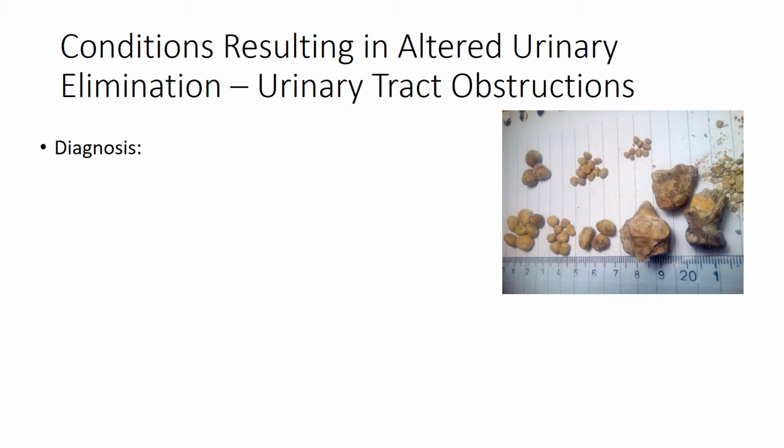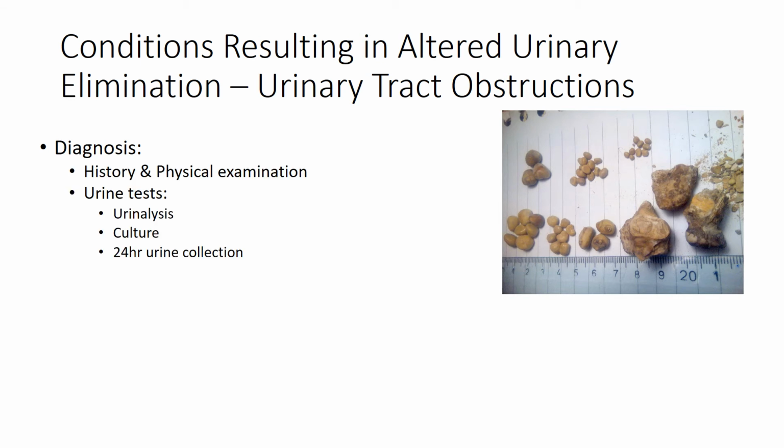How are we going to diagnose this? Well, first of all, we're going to do a history and physical examination like we always do. Okay. Then you're going to run some urine tests. So you're going to run a urinalysis to look for components in the urine, like white blood cells or bacteria. Okay. You're going to run a culture of the urine to verify the type of bacteria that it actually is.